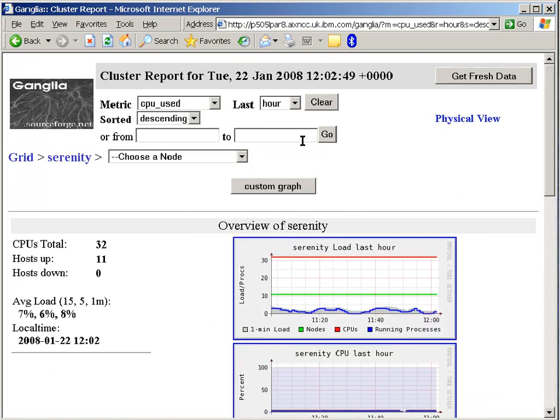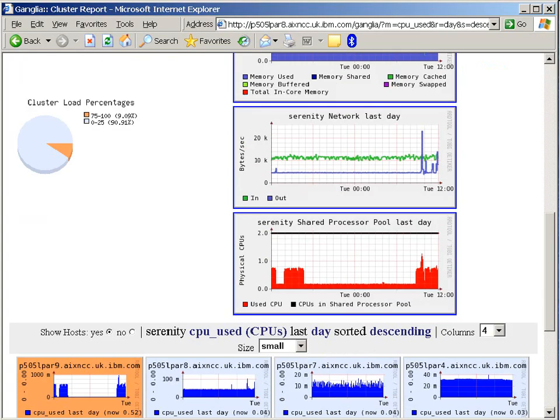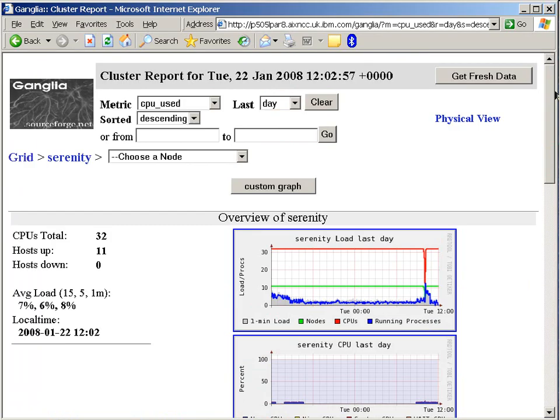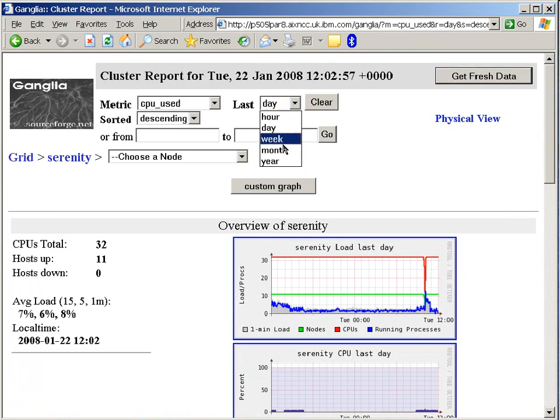We also note across here, by default we're looking at the last hour. We can change that immediately. We can look at the last day, for example. What's been happening here? This one, for example, has only been using this half a CPU for particular periods during the day, otherwise it's been very low. And we can just as easily look at the last week or month. Let's have a look at month.